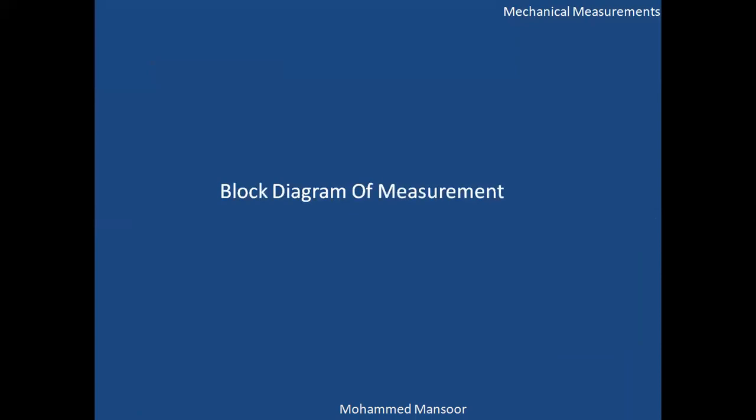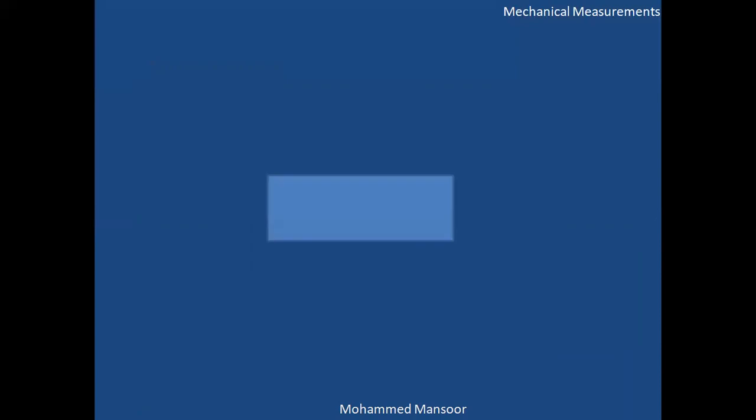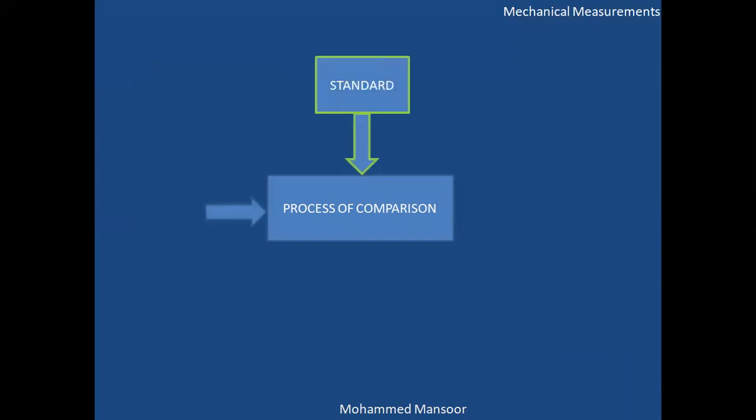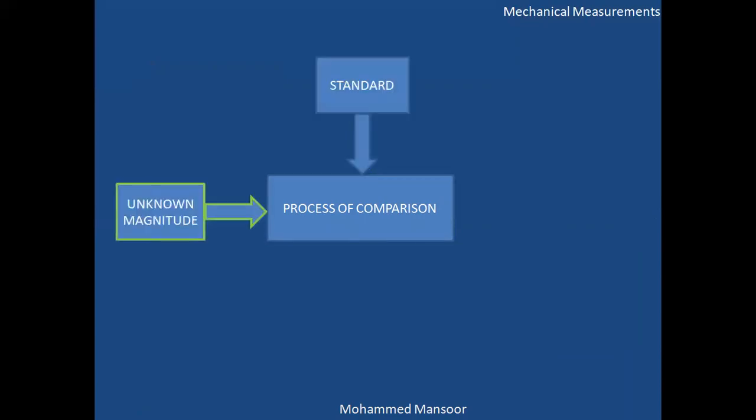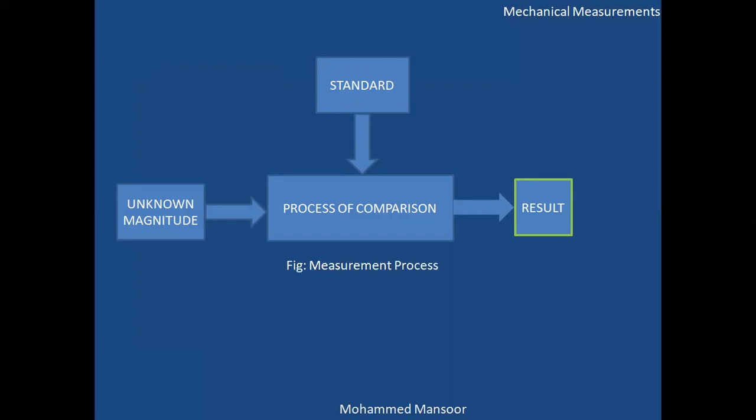So let us learn the block diagram of measurement. Measurement means the process of comparison. So here we are comparing two aspects. One is the standard, the other one is the unknown magnitude. And this yields the result. And this result is in numerical value with a unit. So this overall process is defined as the measurement process.